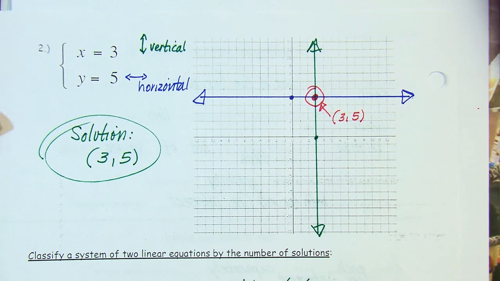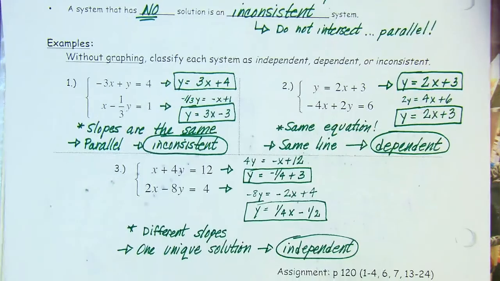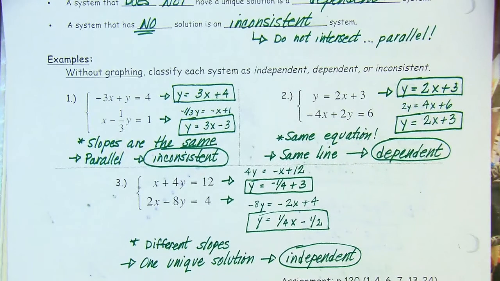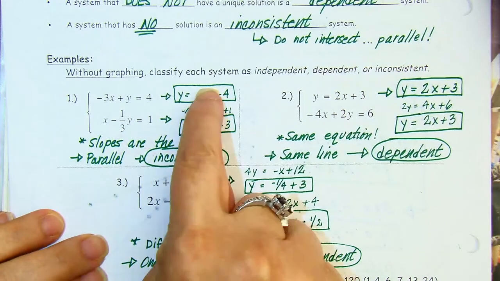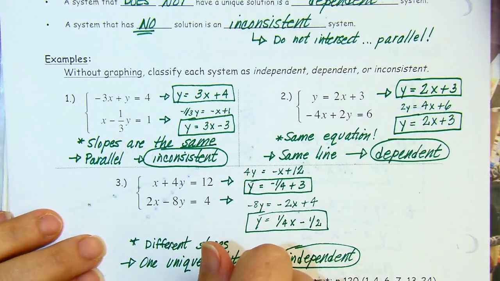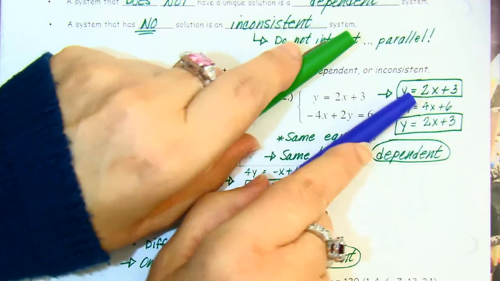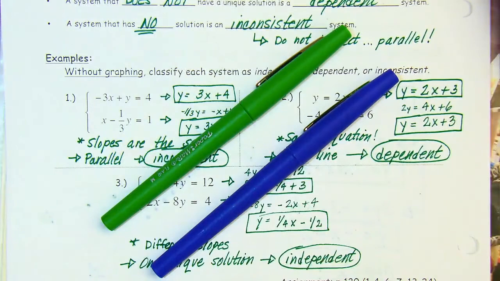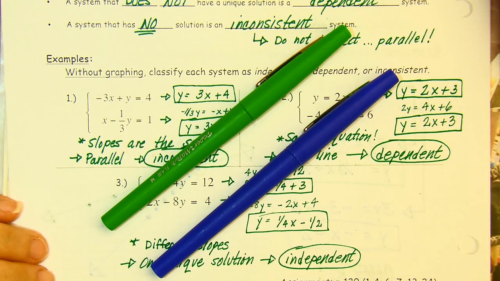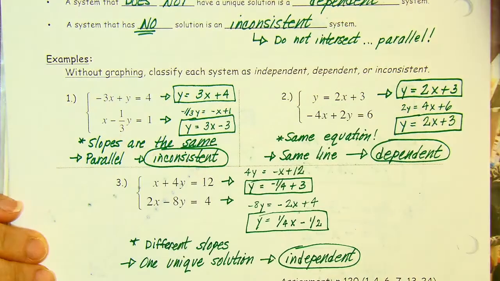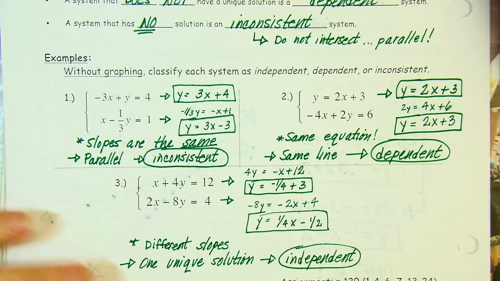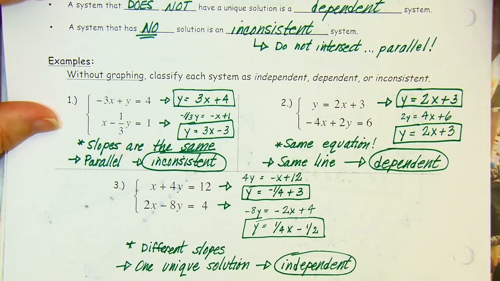So when you're comparing the slopes, the only ones that will give you an inconsistent classification will be when the slopes are the same because they're parallel. And remember, parallel lines are two lines in the same plane that never intersect. So if the lines would be like that, because there's no intersection, then there's no solution, and the system is considered inconsistent.